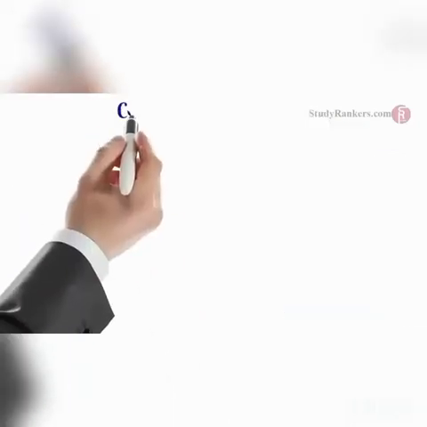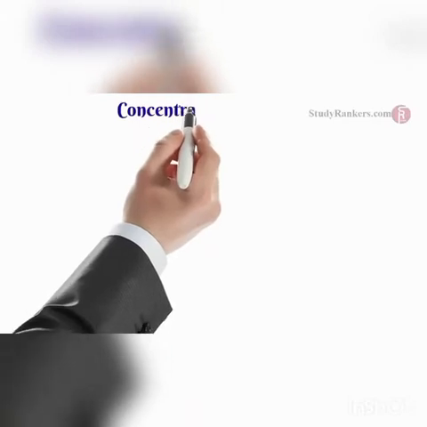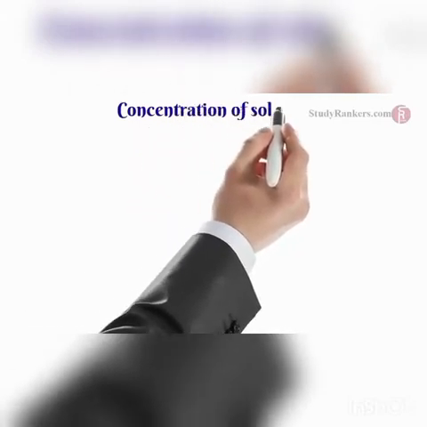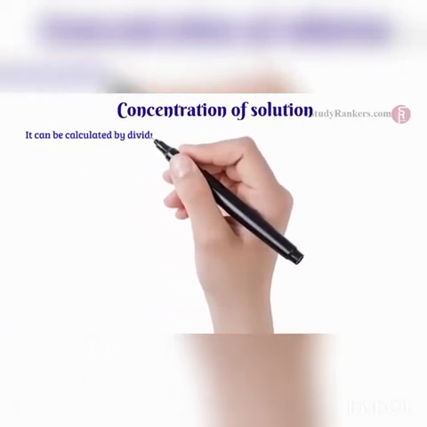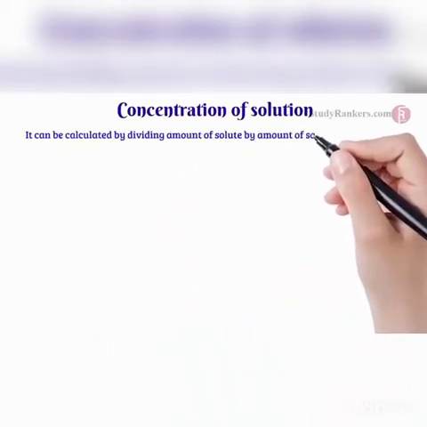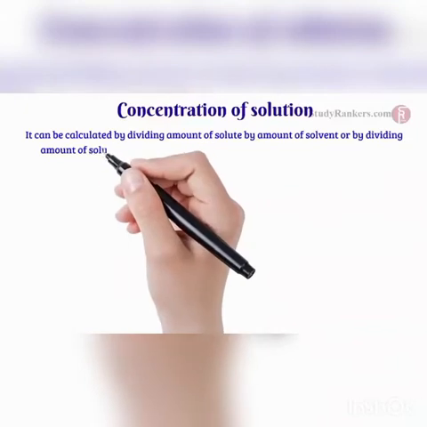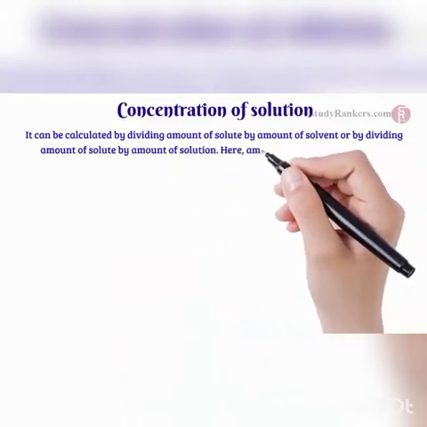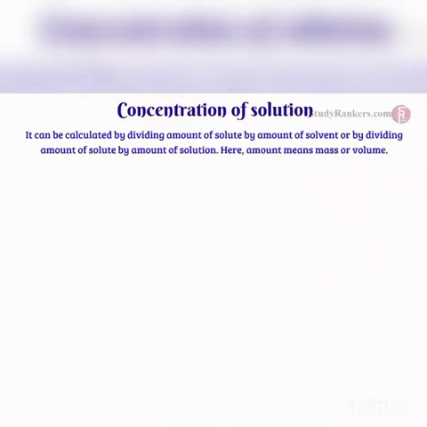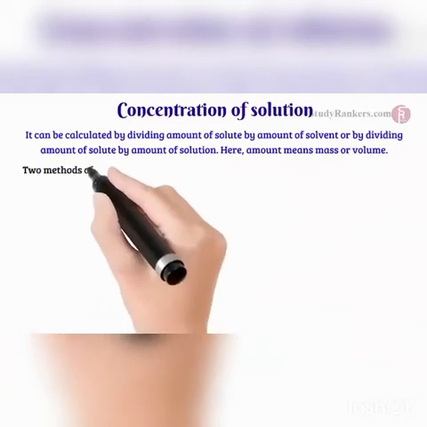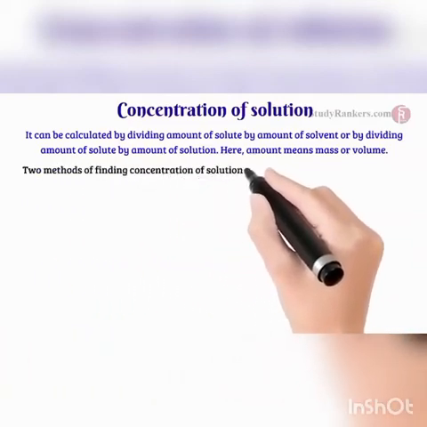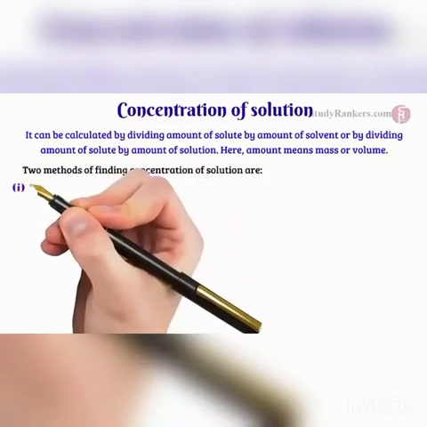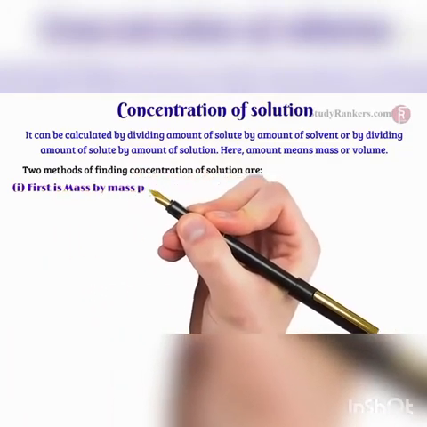Now, we will know how to calculate concentration of solution. There are two methods to calculate concentration of solution. It can be calculated by dividing amount of solute by amount of solvent, or by dividing amount of solute by amount of solution. Here, amount means mass or volume.